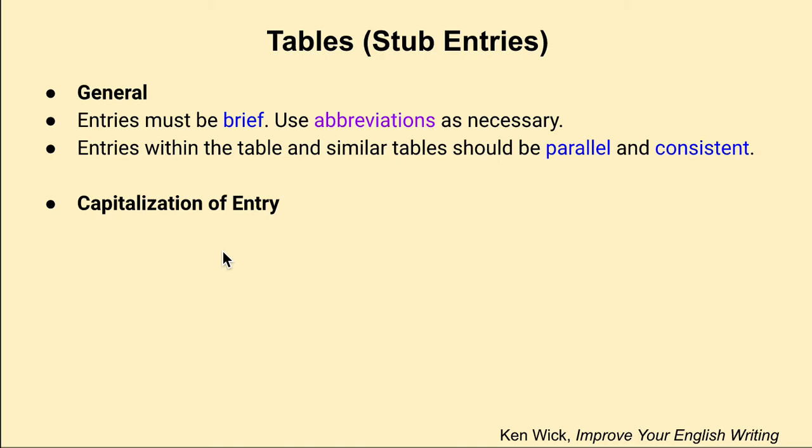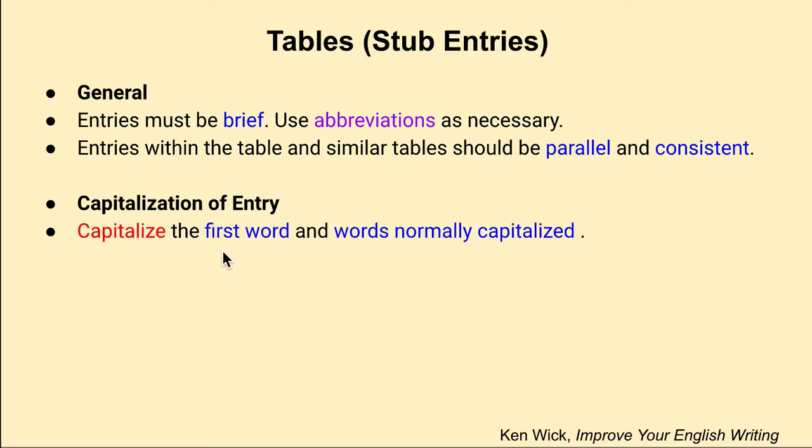Capitalization of an entry. Basically, you capitalize the first word and words normally capitalized, like proper nouns. So you do not apply Rule 64. You only capitalize the first word and any word normally capitalized. Do not end an entry or sub-entry with a period. So don't end it with a period.